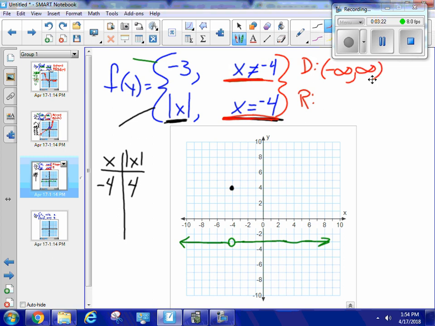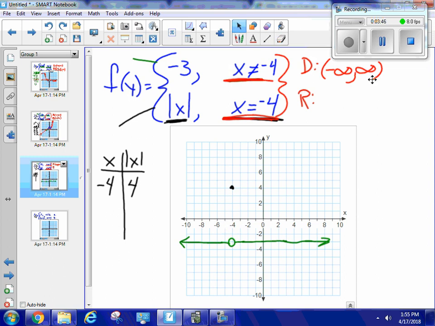Yeah, there's a funny little jump over here at -4, but still, when I have x equals -4, I do have a value. In the first function, the top function, I don't have a value. But in the second function, I do have a value. So the domain is all real numbers, -infinity to +infinity.